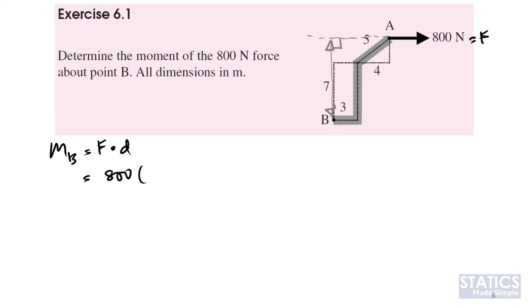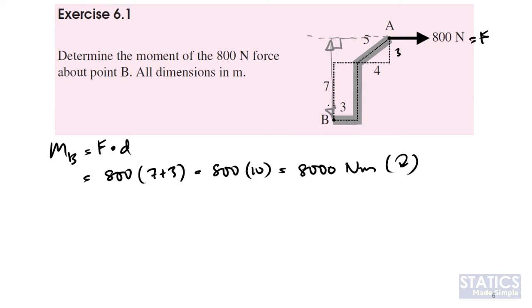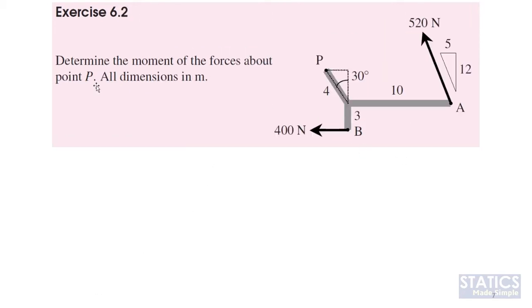D in this case is equal to 7 plus 3 here. So we have 800 times 10 equals 8,000 Newton meter. And this force F is causing a rotation that is clockwise with respect to point B. Basically, it tends to rotate the object clockwise with respect to point B. Everyone is clear about this? Very simple, right?